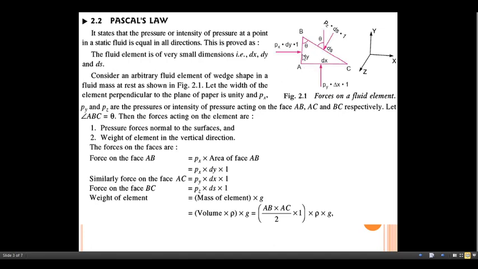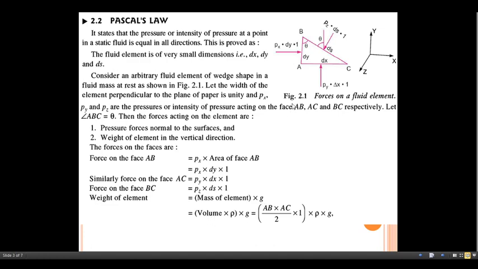Then what about the weight of the element? The weight of the element is nothing but the mass of the element multiplied by g. The mass of the element is nothing but the volume multiplied by rho. We know the definition of rho: rho is nothing but the mass density, mass per unit volume. From that we get volume multiplied by density, and the g term remains as it is.